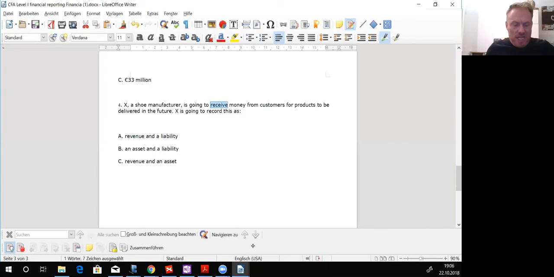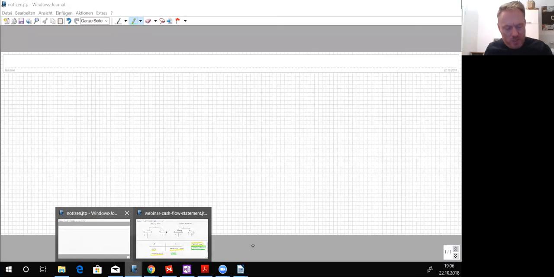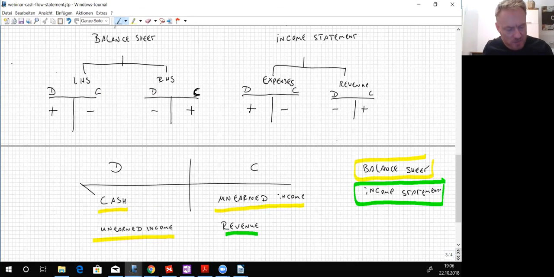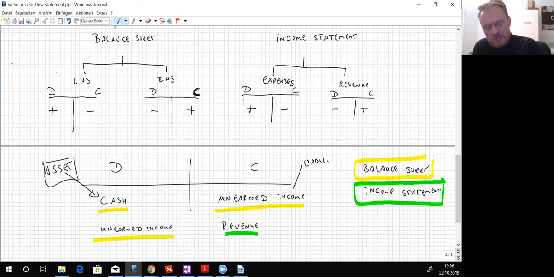We create an asset and a liability, and look here, what did we do? That is an asset. Cash, of course, is an asset. You can look up the meaning of an asset in Framework 49. Framework 49, I think, point A indicates the assets and point B the liabilities. So cash is an asset, and unearned income is, of course, a liability. And that's it. So the answer B is correct, as we can see here.